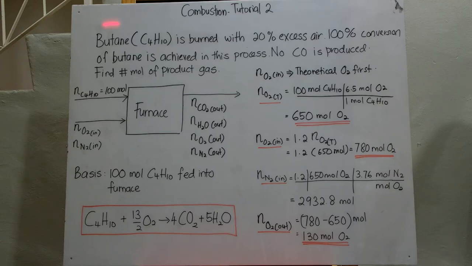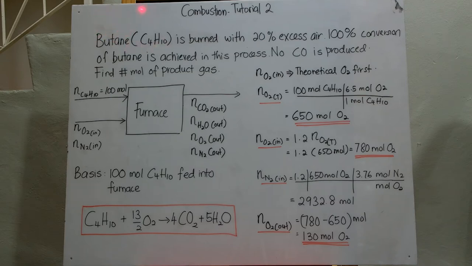So our question is, we have butane burn with 20% excess air, 100% conversion of butane is achieved in this process, no CO, carbon monoxide is produced. That means this process occurs as complete combustion, where only CO2 will be produced. When it says no CO is produced, it's a complete combustion process where we only have one reaction which produces CO2 and H2O. It wants us to find the number of mole of the product gas.